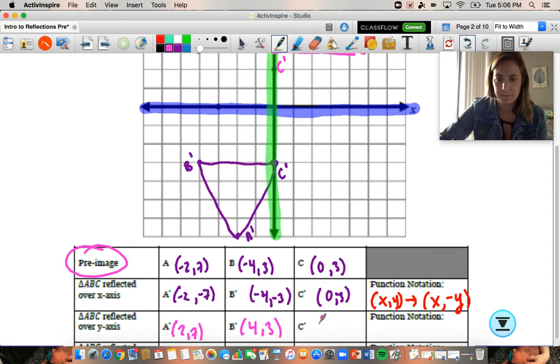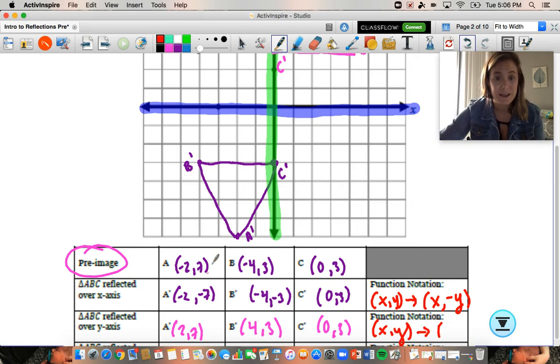And what about C prime? That one didn't move, right? 0, 3. So what happened here? I started with x, y. Remember, I should be able to look at any of these points. -2, 7. And what happened? -2 became +2, and 7 stayed 7. -4 became +4, and 3 stayed 3. 0 stayed 0, and 3 stayed 3. Well, now my x value became opposite. So it's -x, y. So do you see how you can sketch yourself a little graph and come up with these, or come up with a way to remember it?